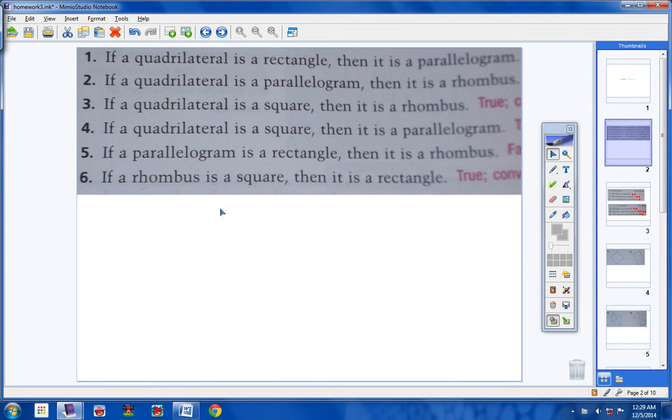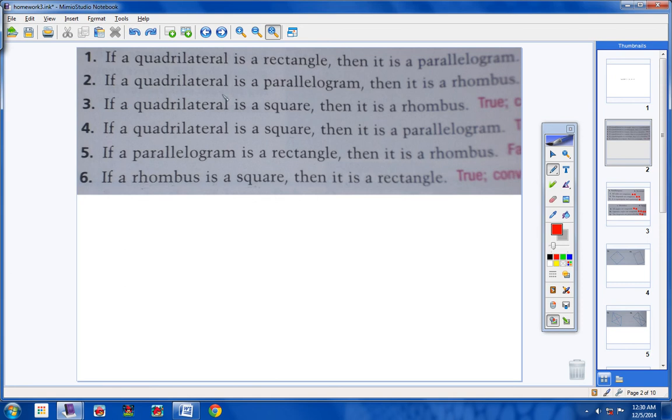Okay, now turn that around. If you have a parallelogram, then it's a rectangle. That is false. I can do that right now. There's a parallelogram, and it's not a rectangle. Okay. Alright, number 2.